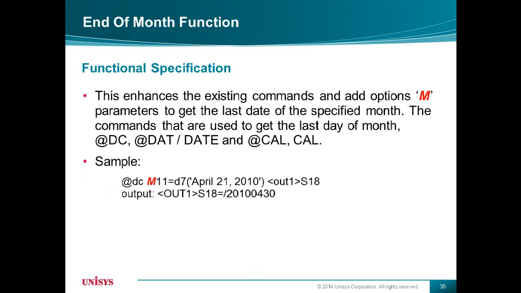Then we'll go to the next enhanced feature, the end of month function. The end of month function is extended with an option M with an N, where N represents the different date formats. For instance, we have all 21 date formats available to the end of month functionality.